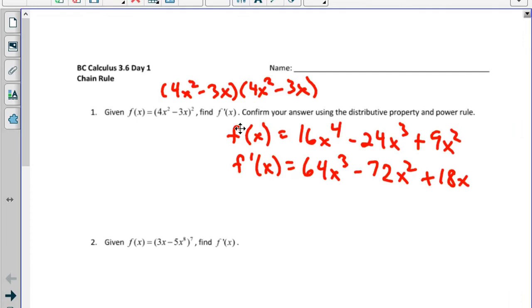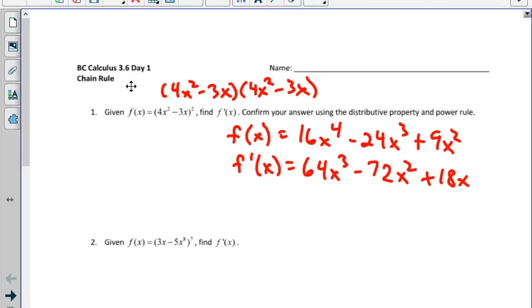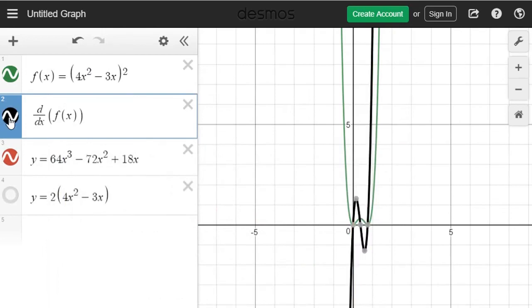So if I confirm this on Desmos, what I end up with is the original graph, f of x, and it's pretty clear that the derivative of f of x is equal to 64x to the third minus 72x squared plus 18x. I mean, they were the same.